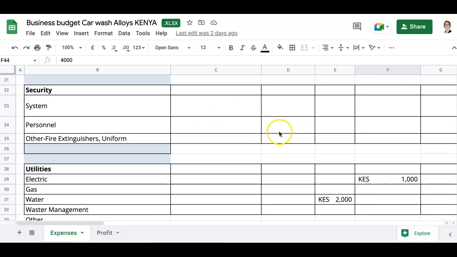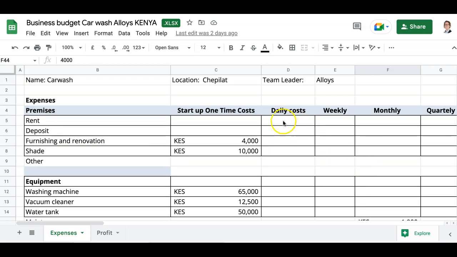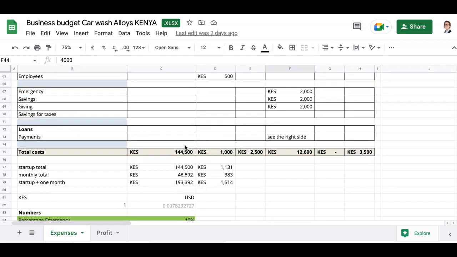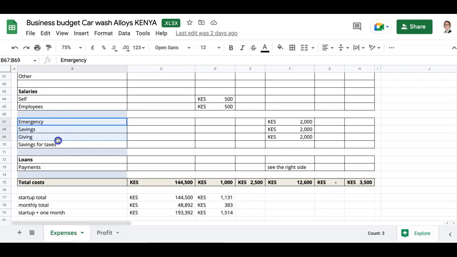So I've put all the different costs in the respective columns: daily, weekly, monthly, quarterly, annually. So then in the end, when we go down, we see all the costs in total. So very important, emergency savings, giving, very important to have that as well. Save for emergency, save for giving, save for savings to grow your business, for emergency when something goes wrong. So now we have like 144,000 one-time cost, daily cost, weekly, monthly, quarterly, annual cost.